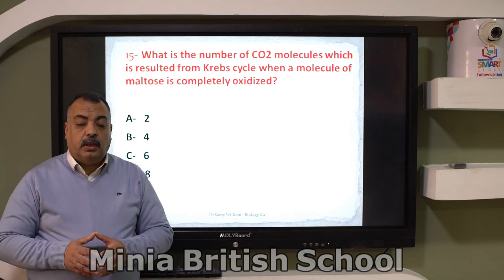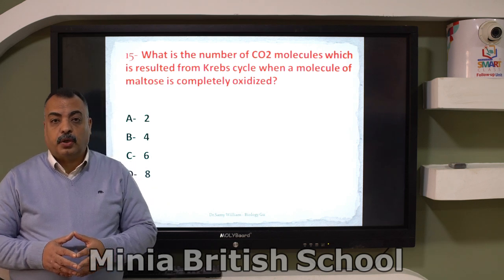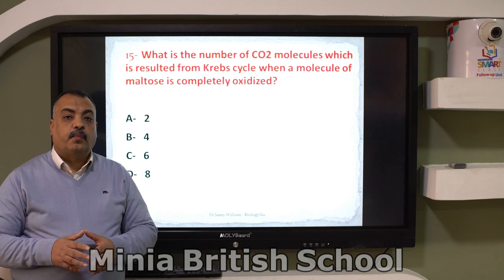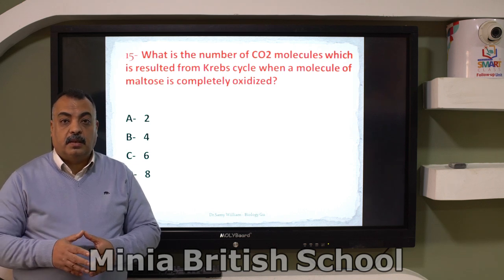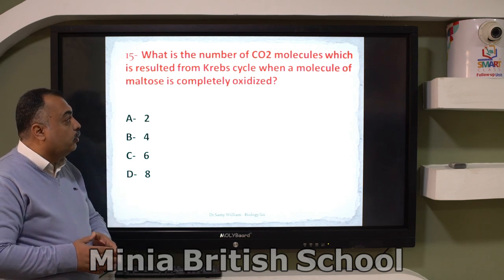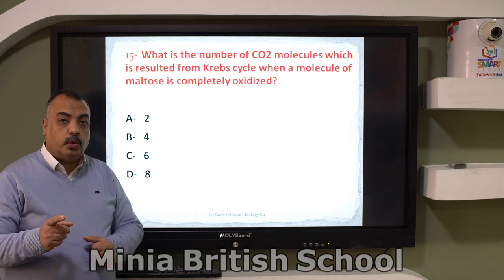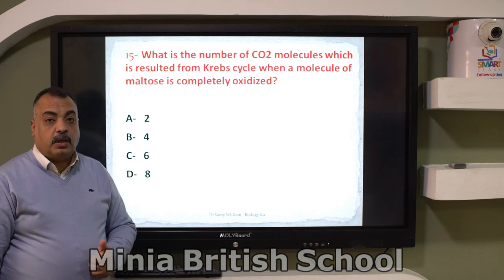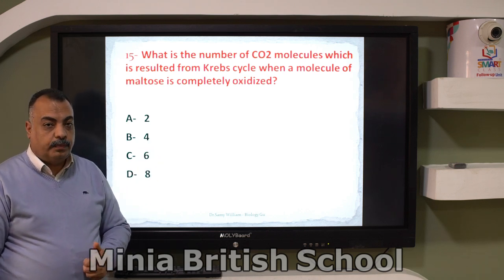In the Krebs cycle, we gain two carbon dioxide in the transformation of the cycle. So, two carbon dioxide for each glucose, so we have 4 carbon dioxide released. So the answer here is 4.